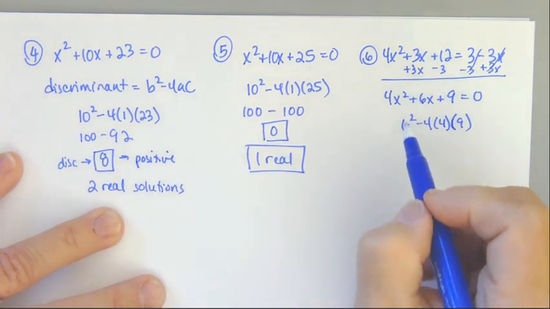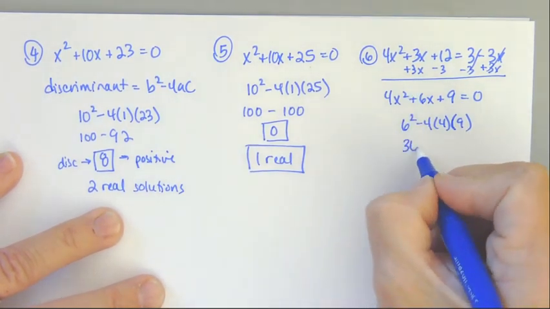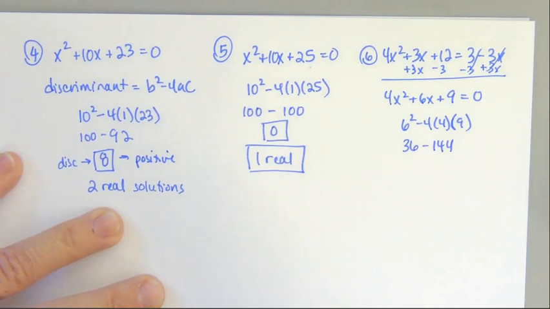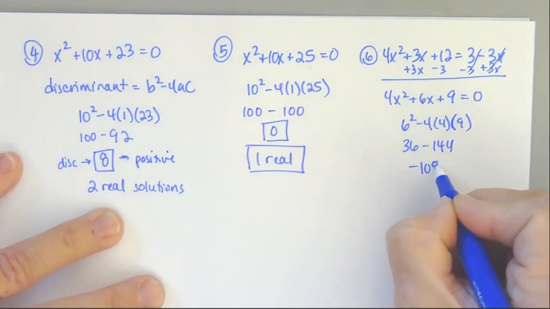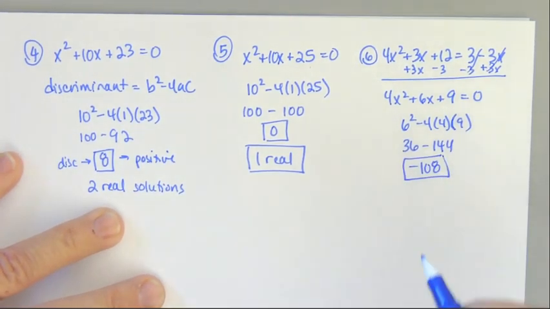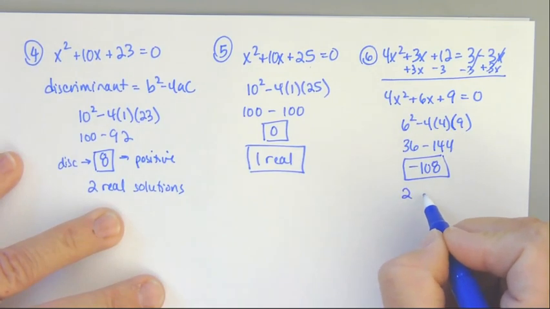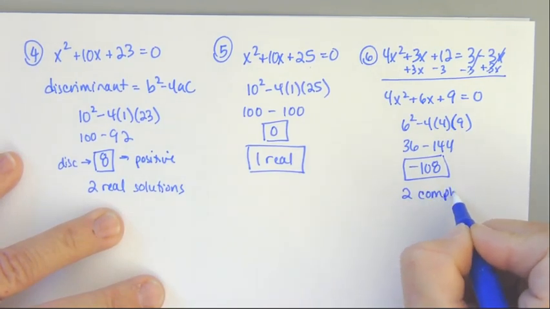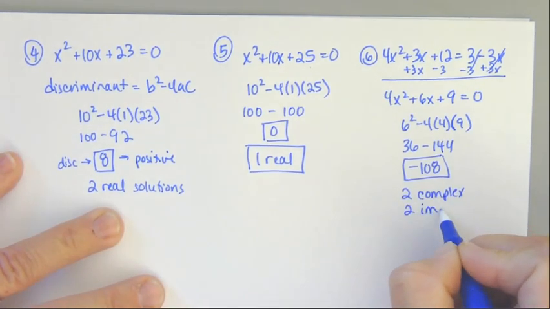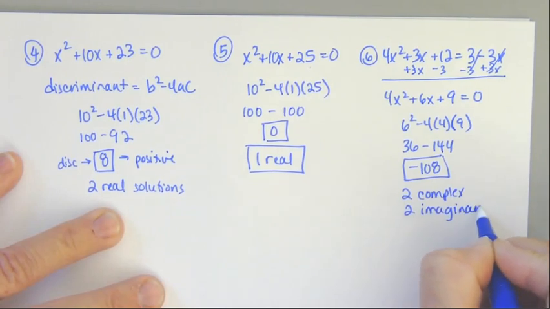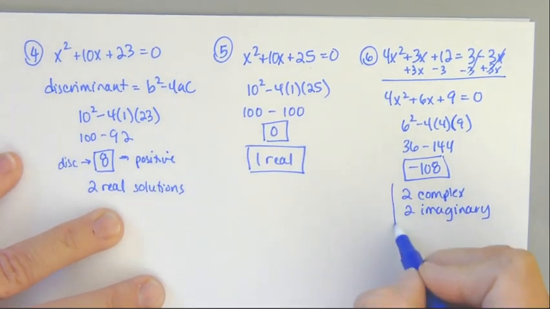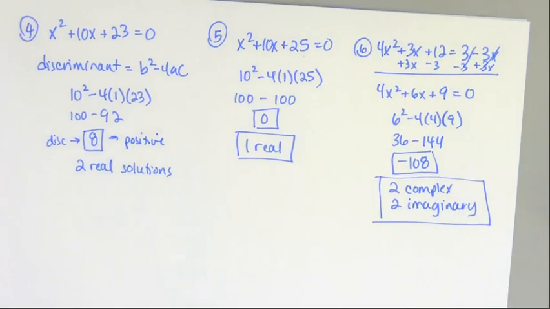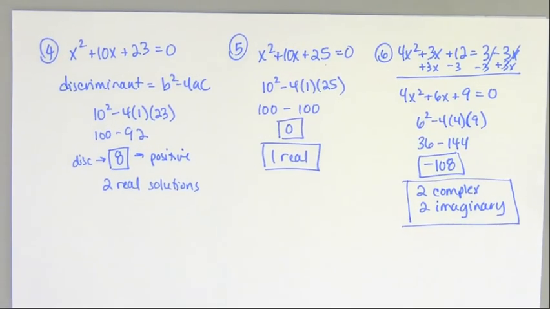I'm just looking at the number under the radical here. So that gives me 36 minus 144, so I get a negative 108. My discriminant is negative, so I get 2 imaginary or 2 complex. You can write it either way. We get 0 real ones, so my graph would not cross the x-axis.